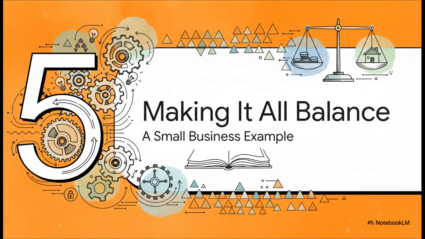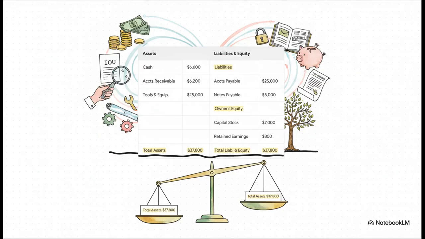Okay, all this theory is one thing, but seeing it in action is another. Let's look at a super simple example from a small business. I promise this is where it's all going to click. Okay, so take a look at this. Over on the left, we've listed all the company's assets. We've got their cash, what customers owe them, their tools, and it all adds up to $37,800.